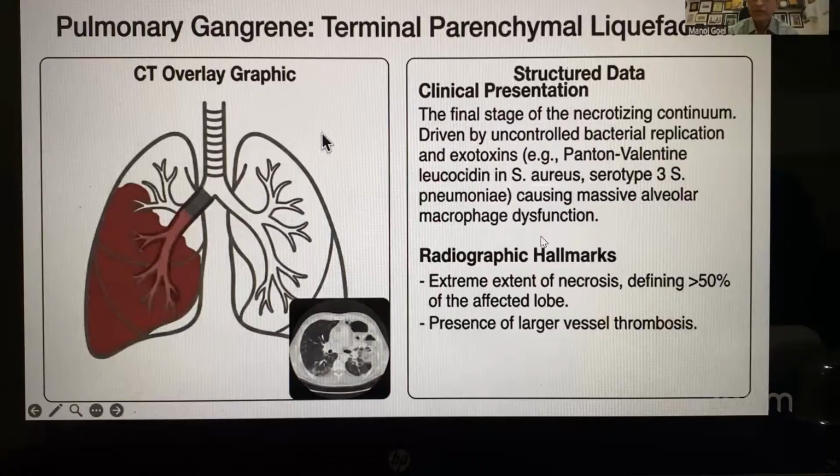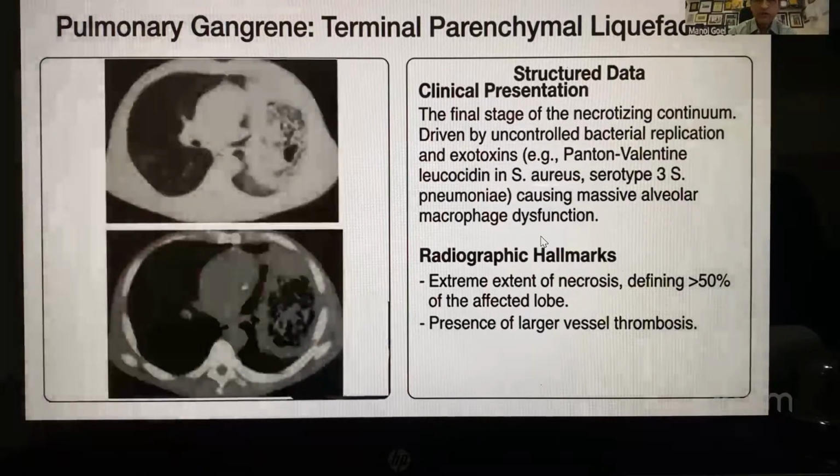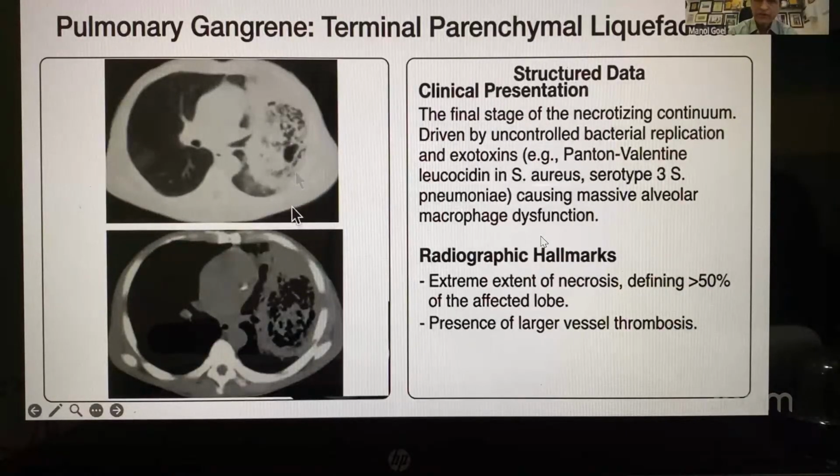Pulmonary gangrene is the terminal parenchymal liquefaction, the final stage of the necrotizing continuum, driven by uncontrolled bacterial replication and exotoxins, especially Panton-Valentine leukocidin of Staphylococcus aureus and serotype 3 Streptococcus pneumoniae, causing massive alveolar macrophage dysfunction. The radiological hallmark is an extreme extent of necrosis, involving more than 50% of the affected lobe. If you do CT pulmonary angiography in this patient, you may also find large vessel thrombosis.